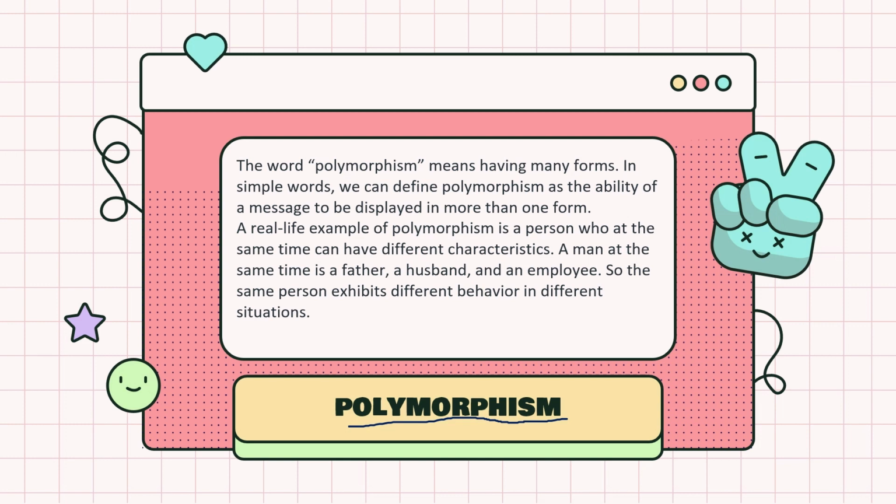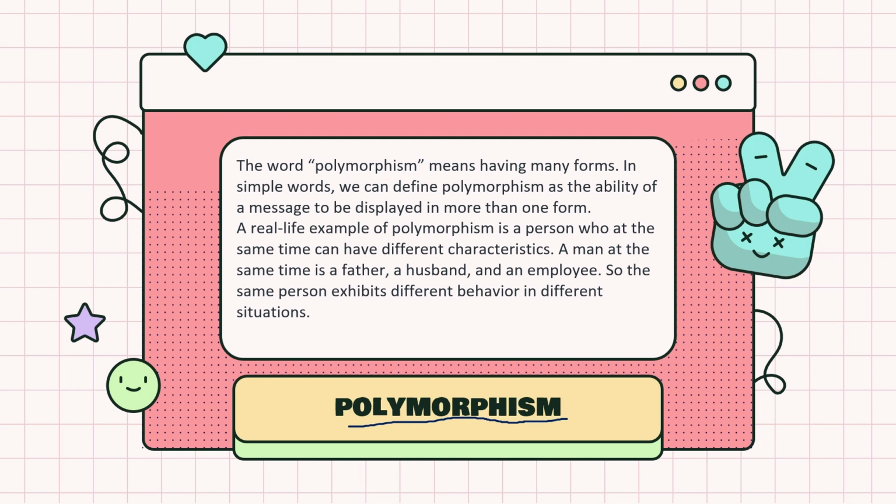Polymorphism is an important feature of object-oriented programming, and the word polymorphism means many forms. Poly means many and morphism means forms. So it is the ability of a message to be displayed in more than one form.